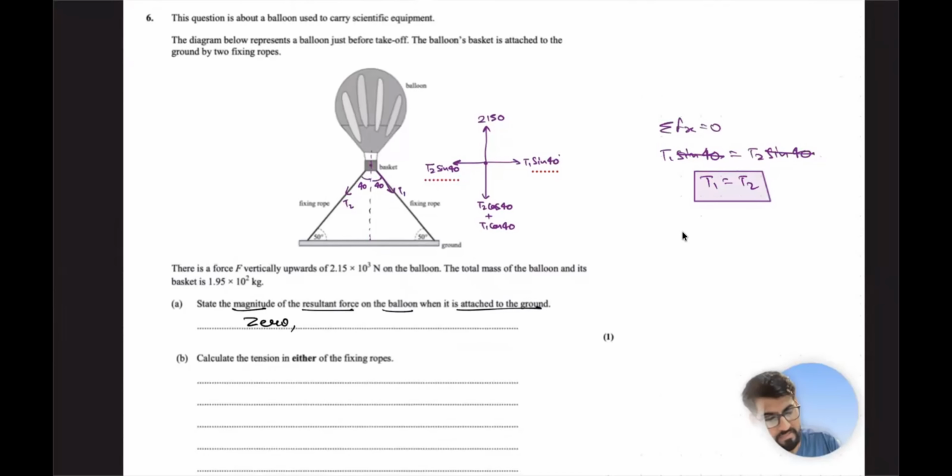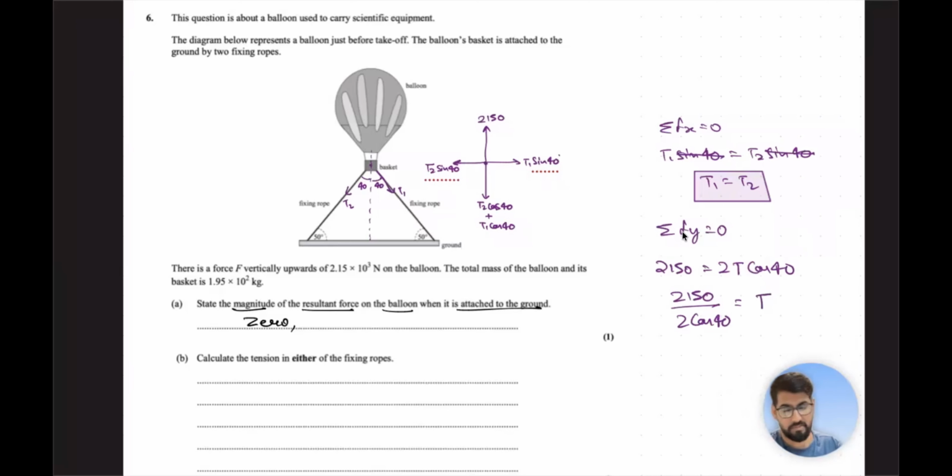So I can simply say that summation of Fy is 0. It means that the upward force, which is 2150, is 2 times the tension into cos 40, because T1 and T2 are the same, so I assume the same tension T. So T will be 2150 divided by 2 cos 40, dividing by 2 cos 40 on both sides, you will get your tension.